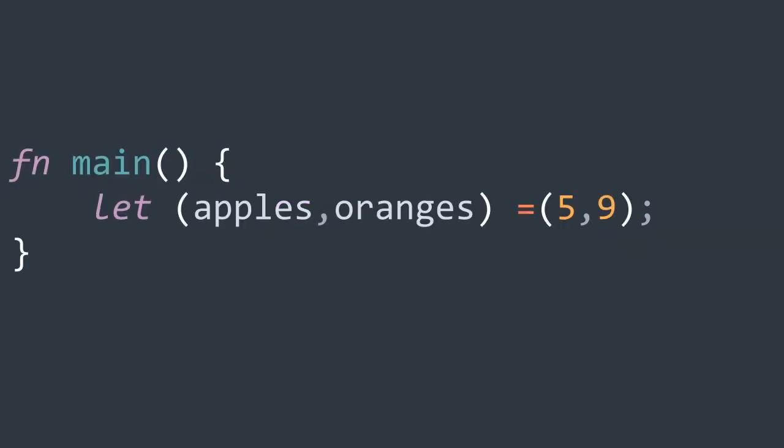It just so happens that the let statement has a trick up its sleeve. It allows us to initialize multiple variables at once. A let statement can destructure the data on the right-hand side and use it to initialize variables inside of a corresponding pattern on the left-hand side. Here Rust will initialize apples to a value of 5 and oranges to a value of 9.